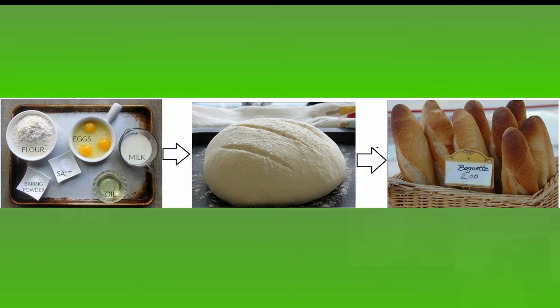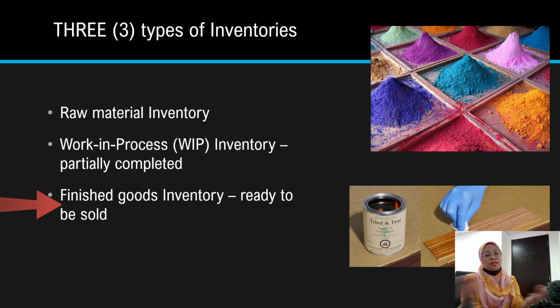The last type of inventory is finished goods inventory. We can say that the goods are ready to be sold to the customer as our product. So the finished goods inventory usually will be stored in a warehouse where it's ready to be transferred and delivered to the customer or to your distributors.